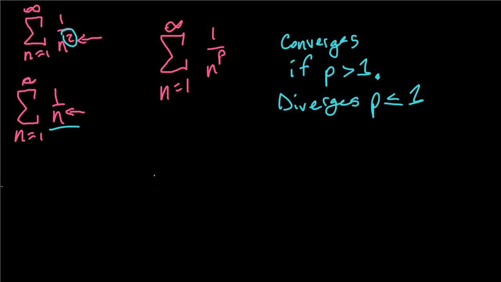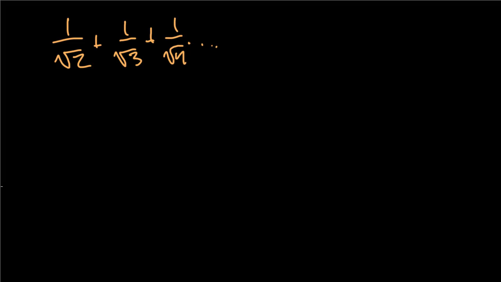Now, let's look at some other example real quick, because this is a little bit too easy. Let's say we had 1 over the square root of 2 plus 1 over the square root of 3 plus 1 over the square root of 4, and so on. You see the pattern going on here, and we want to know, is this series going to converge or is it going to diverge? Well, we can use the p series.